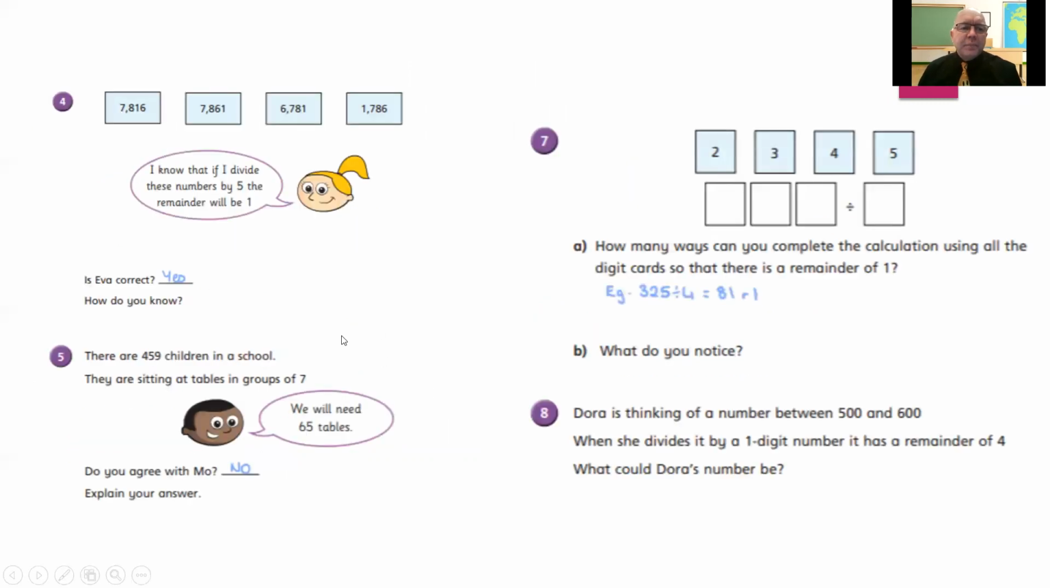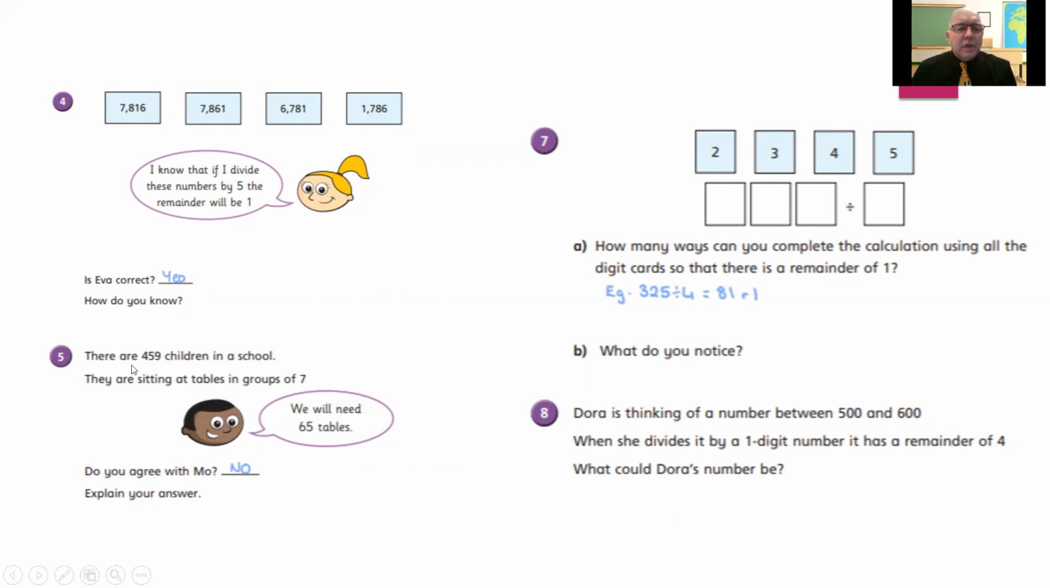All right, let's have a look. I know that if I divide these numbers by 5, the remainder will be 1. Is either correct? Well, we've just had a similar sort of question. We know that numbers divided by 5 end in 5 or 0. So if they end in 1 or 6, then they're going to have a remainder of 1. And all of these numbers end in 1 or 6. So either is spot on.